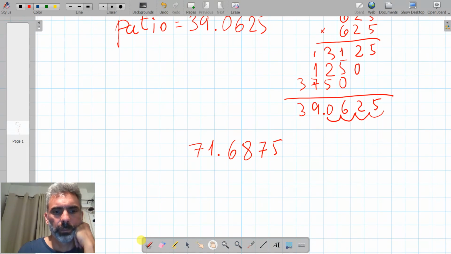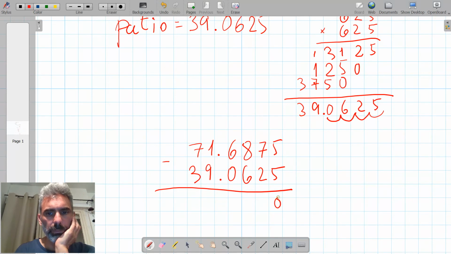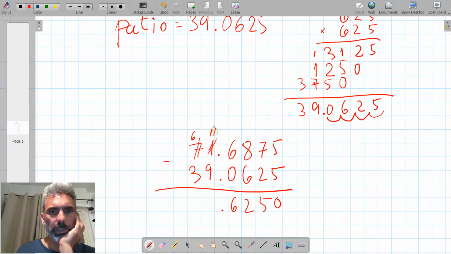$71.6875 minus the patio, which is 39.0625. So 5 minus 5 is 0, 7 minus 2 is 5, 8 minus 6 is 2, 6 minus 0 is 6 point. Okay, this becomes 6, this becomes 11, 11 minus 1 is 2, 6 minus 3 is 3.